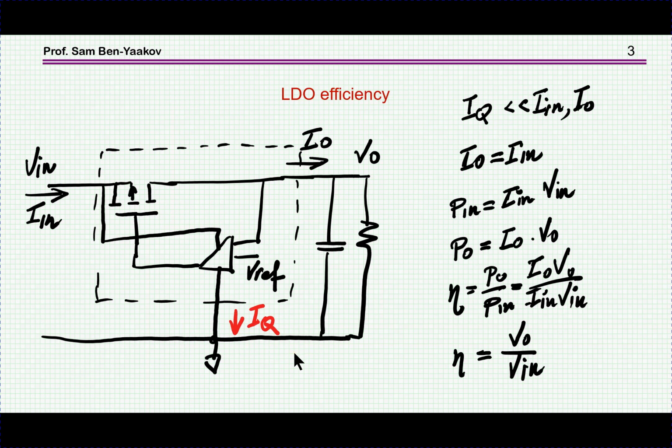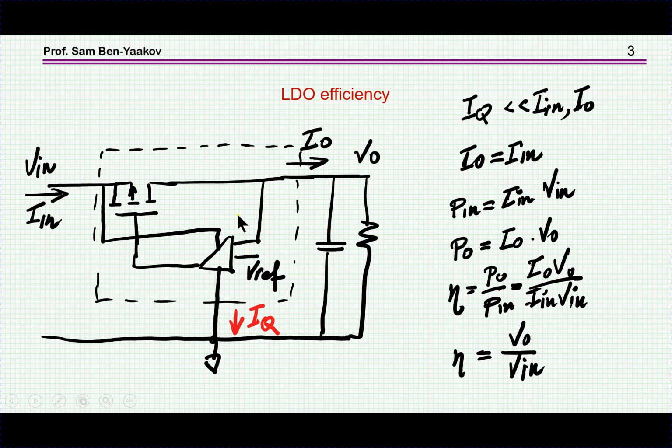Now, what is the efficiency of an LDO? I'm showing here a very simple LDO. This is a P-channel MOSFET for low dropout. We have an error amplifier sampling the output, comparing it to the reference, either directly or with a divider perhaps, and then operating the switch such that it'll control the current to maintain the output voltage constant.